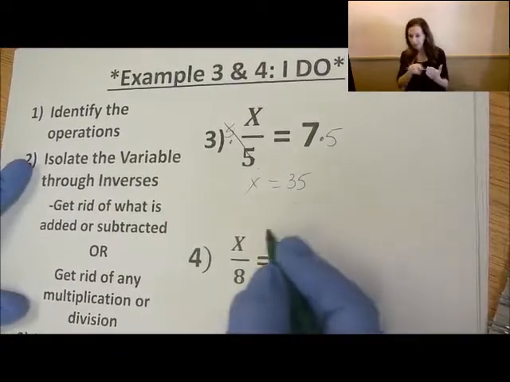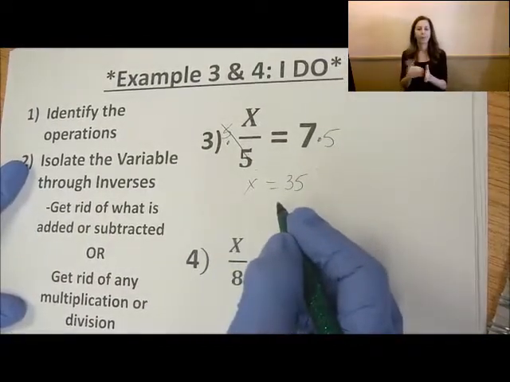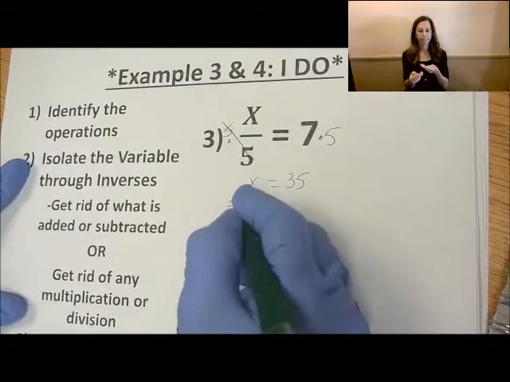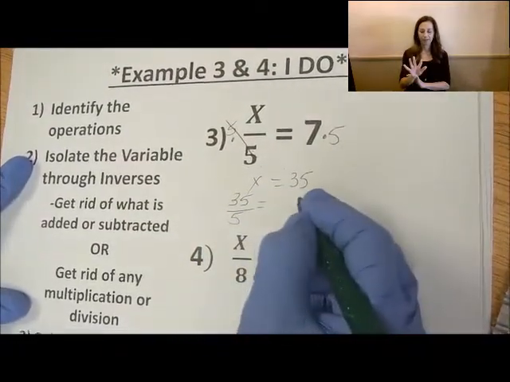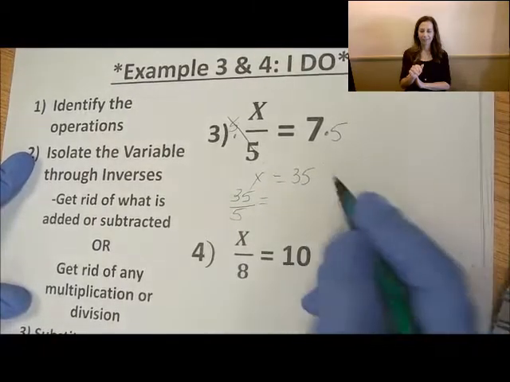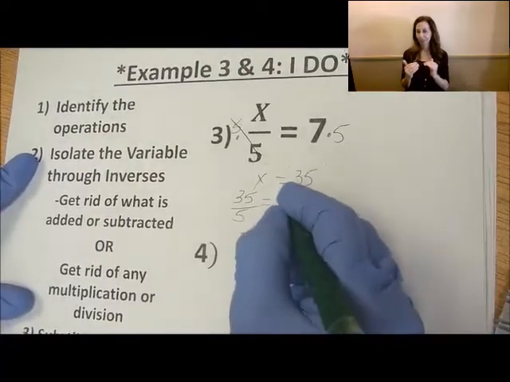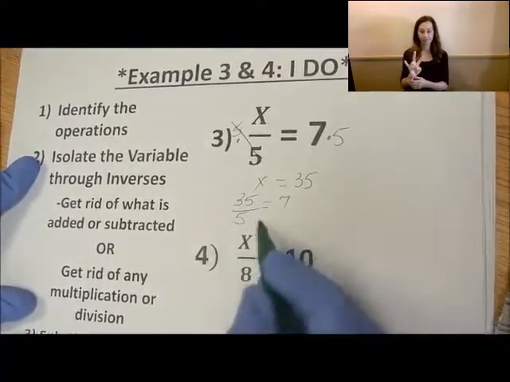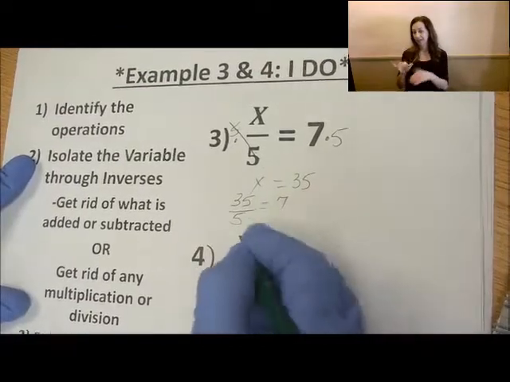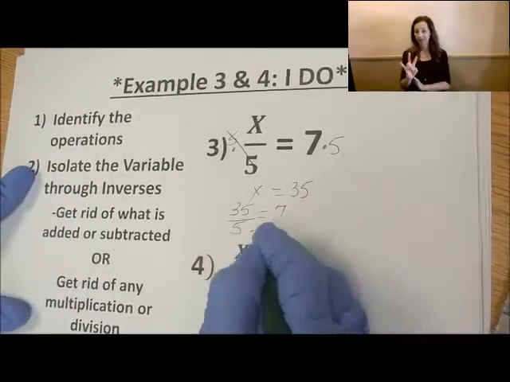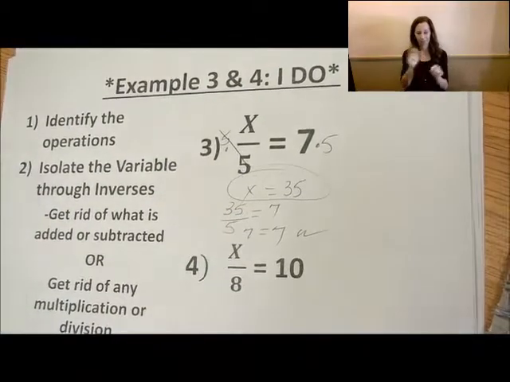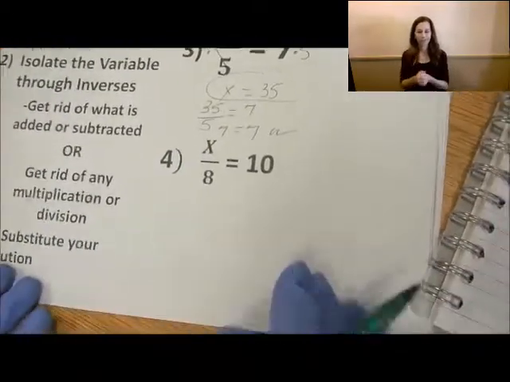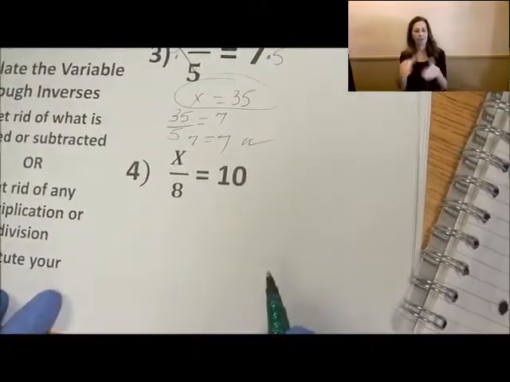Just to be sure, let's do that back check. Let's substitute the solution. So 35 divided by 5 equals 7. So 35 divided by 5 is 7 equals 7. So we know we're correct. So circle the answer. Another division problem.